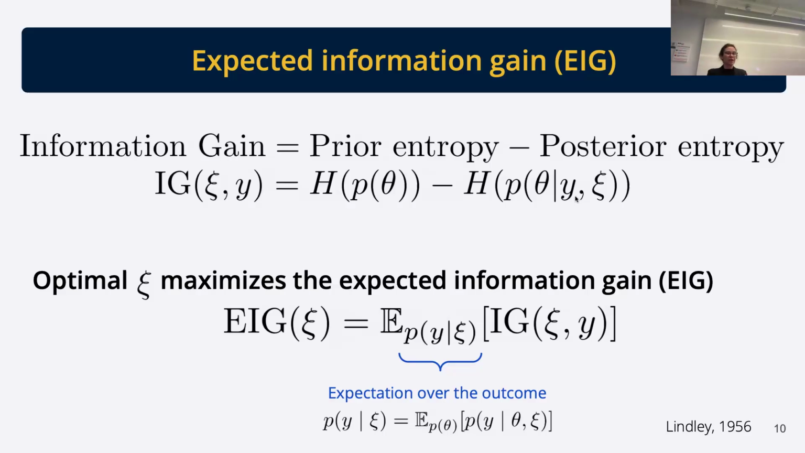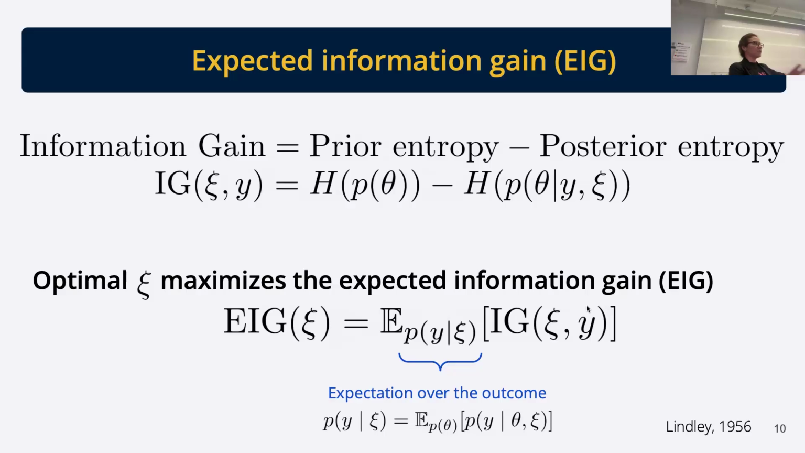Now, in order to use this as a ranking metric, in this case, we need to have the outcome Y to actually compute the posterior. And as good Bayesians, what we're going to do is simply take an expectation with respect to the marginal distribution of this outcome. And this gives us the expected information gain. Okay, so the EIG is the expectation with respect to the distribution of Y of this information gain metric.